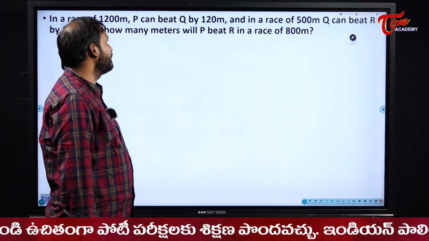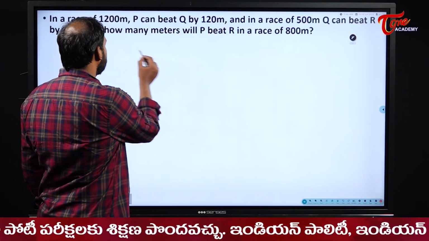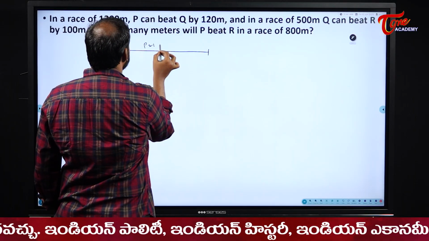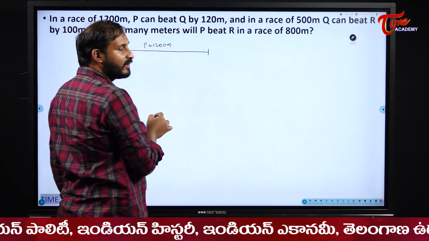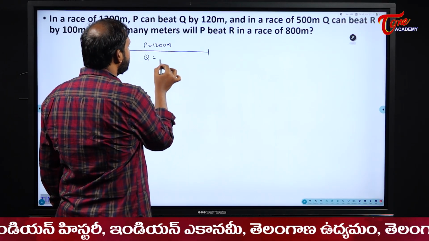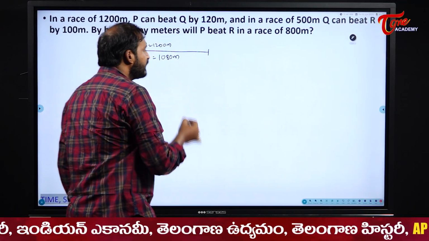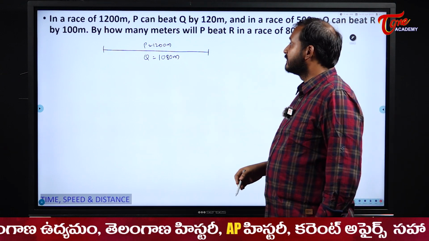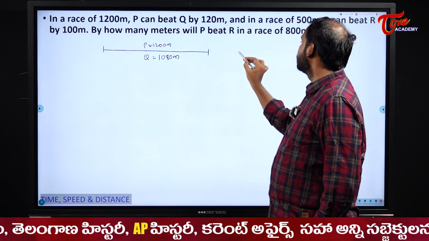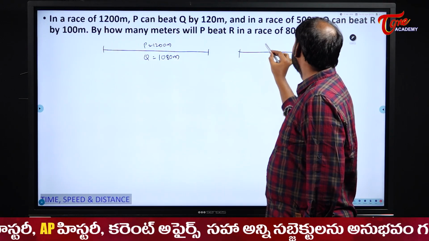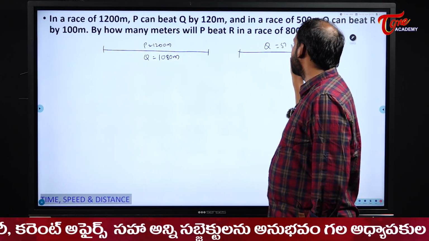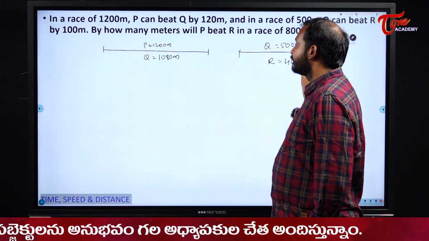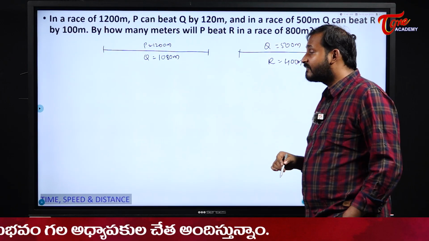In a race of 1200 meters, P can beat Q by 120 meters. Okay. Here different races are there. Please be careful. If P runs for 1200 meters, P can beat Q by 120 meters means Q will run for what distance? 1080 meters. See, beating or giving a start, both are same, more or less. Okay, 1080 meters. Next, in a 500 meter race, now the race is 500 meters. If Q can beat R by 100 meters, that means Q will cover what distance? 500 meters. R will run what distance? 400 meters. By how many meters will P beat R in a race of 800 meters?